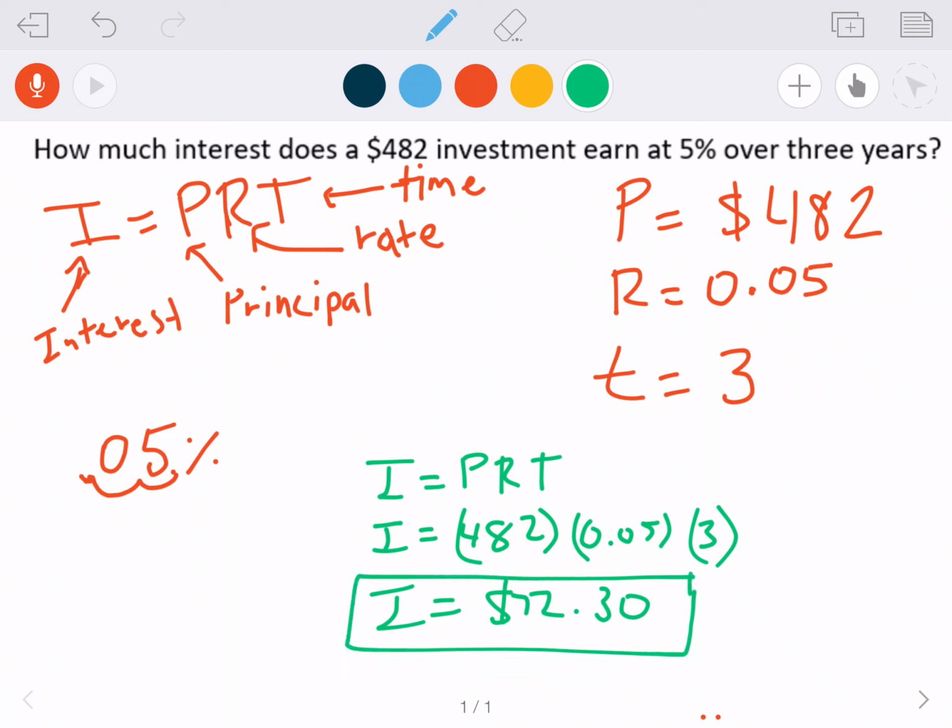$72.30 is how much interest, how much money you will get just for letting your money sit there in whatever investment that money was in. So the total interest amount was $72.30.